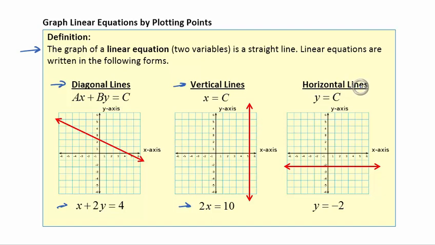Horizontal lines. Horizontal lines are, of course, traveling side to side here. And we're going to get a horizontal line when we have only the variable y in the equation. So y equals some number will give us a horizontal line. And so here's the equation of that one: y equals -2.